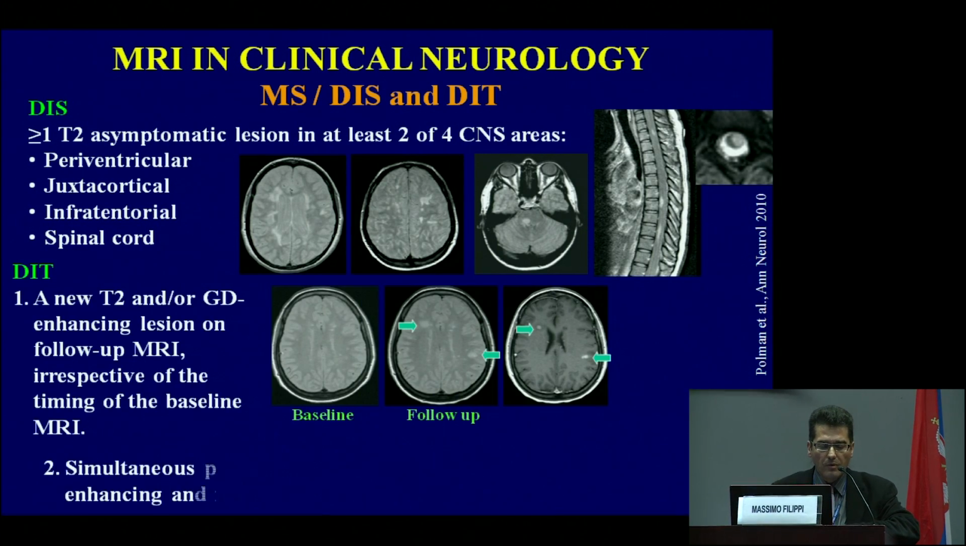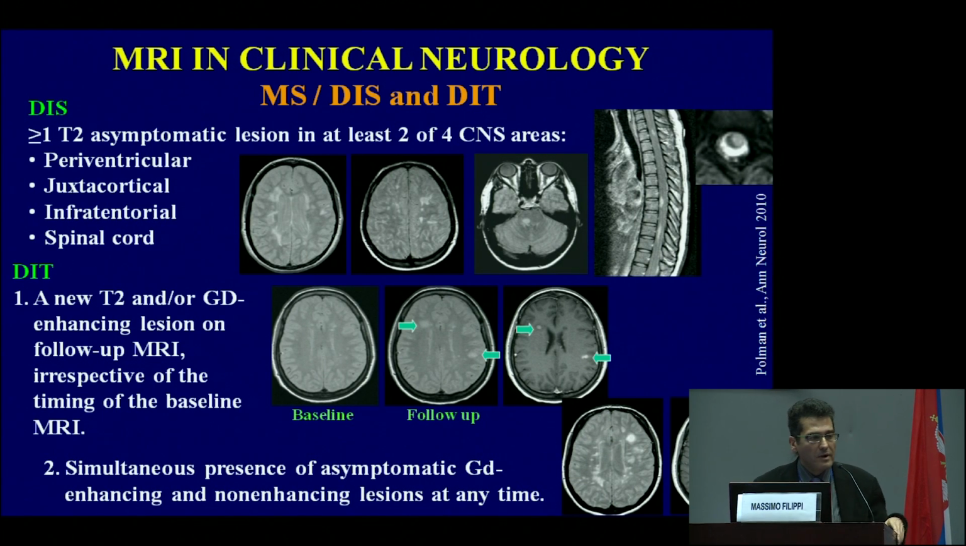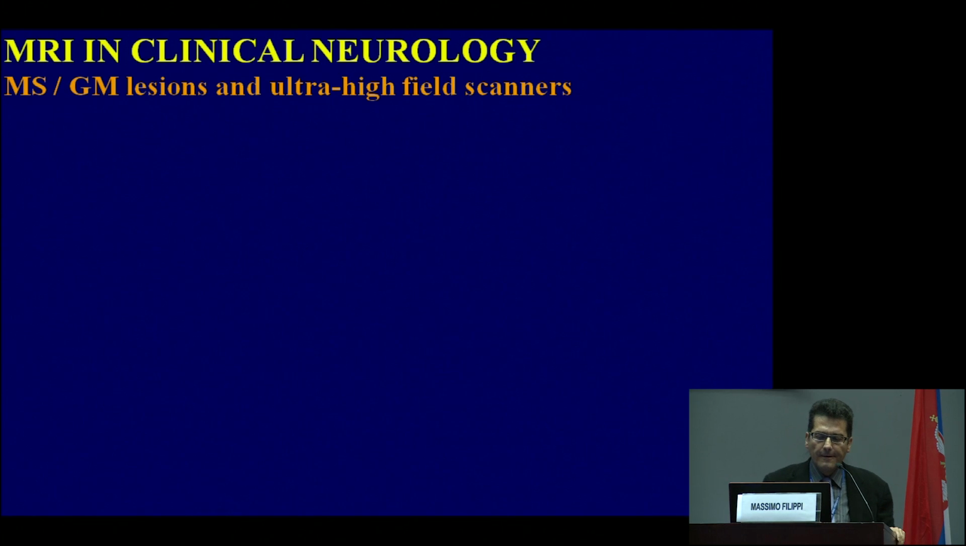And the same is true for dissemination in time. We are using formation of new lesions or the presence of gadolinium-enhancing lesions. We can, from the first day of clinical onset, establish a diagnosis of MS, which is incredibly important for starting an immediate treatment, which is critical for the future evolution of the disease. Work is ongoing in this field to try to improve these criteria even more.